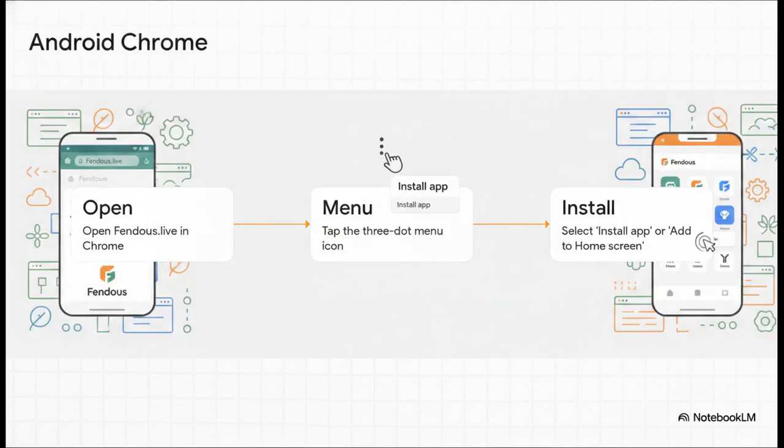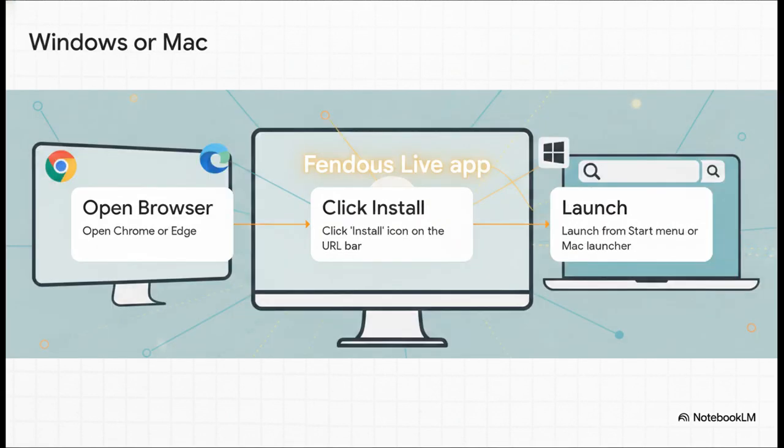If you're on an Android device, the process is just as seamless using Chrome. Open up Fendous.live. Tap that little three-dot menu icon in the corner and select Install App or Add to Home Screen. You just completely bypassed the Google Play Store and got the app directly on your phone in seconds. And don't forget desktop. On a Windows PC or a Mac, just open up Chrome or Edge, look right inside your URL bar on the far right side, you'll see a little install icon. Click that, and it instantly adds the Fendous Live app to your computer. You can launch it directly from your Start menu or your Mac launcher whenever you want.